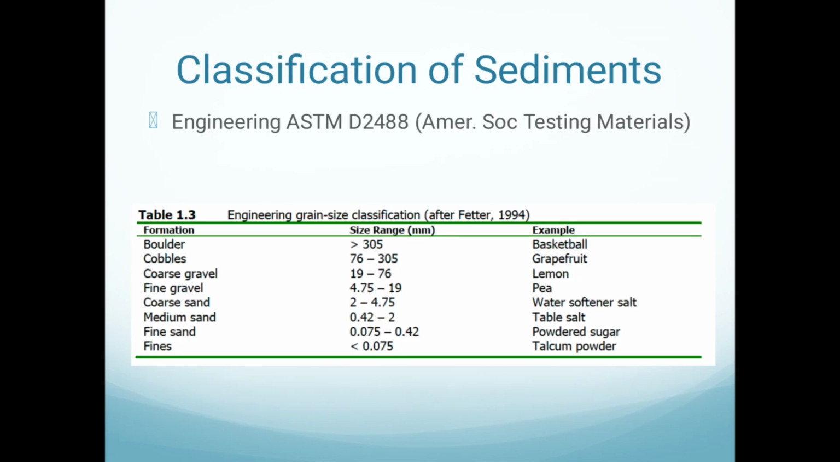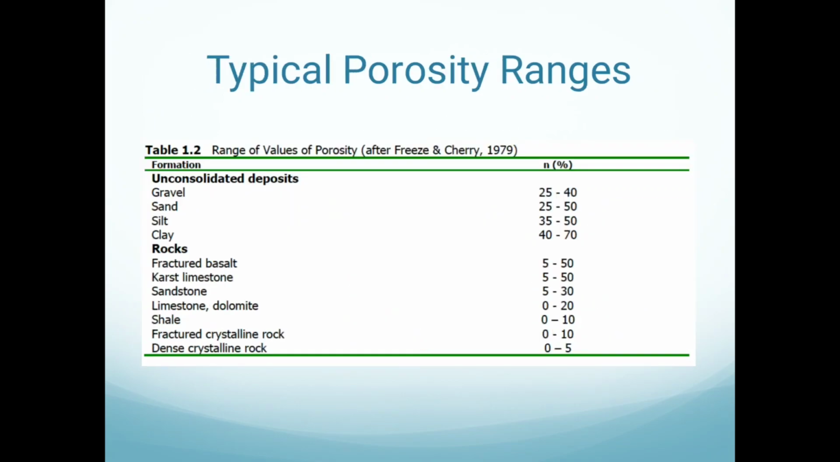Next one, classification of sediment. As we know, these are all the sediments, which depend upon the engineering grain size classifications. Next, these are the typical porosity ranges for different types of soils, that is gravel, sand, silt, clay, rocks, etc.